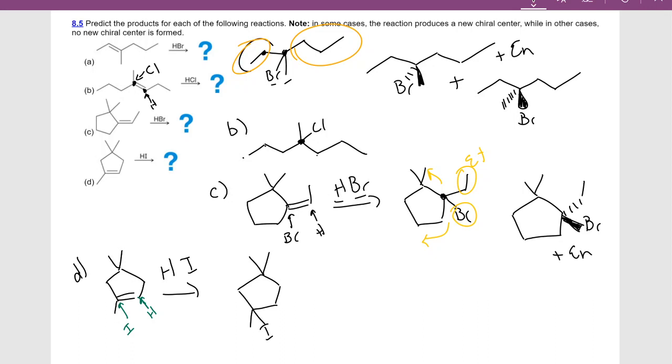Okay, now let's figure out if that carbon bearing the iodine is a chiral center. So it has iodine, methyl, this path around the molecule, which is 2 carbons away from those 2 methyls, and this path around the molecule, which is actually also 2 carbons away from those 2 methyls. So that is not a chiral center. That molecule has a plane of symmetry, and therefore it is not chiral. So we don't need to draw the wedge and dash.